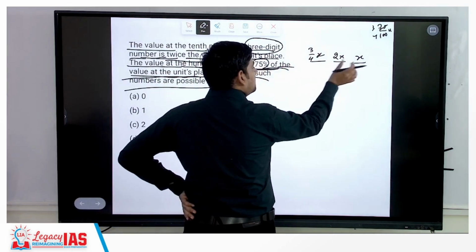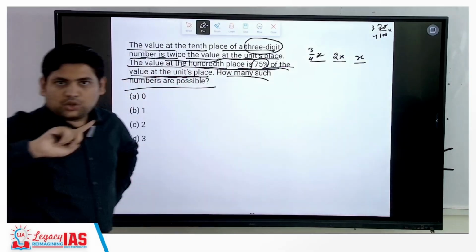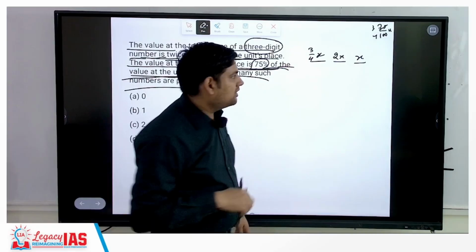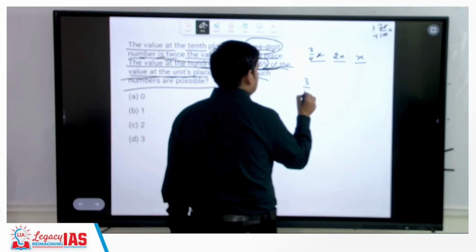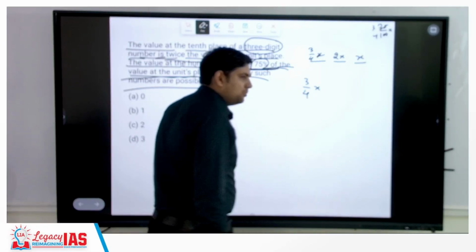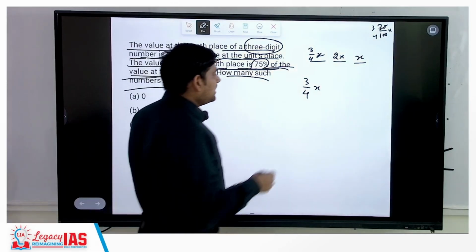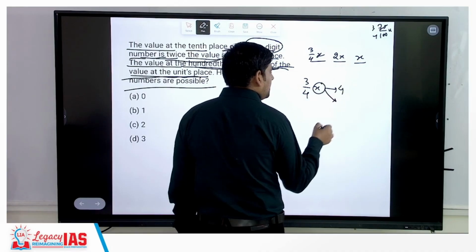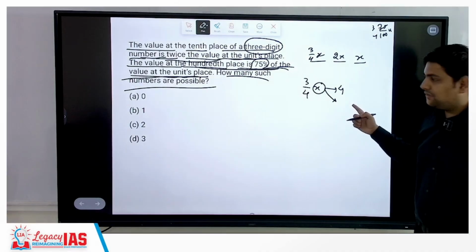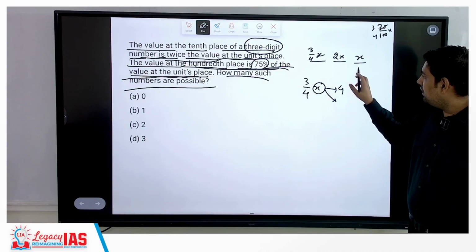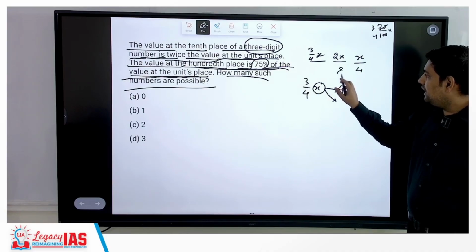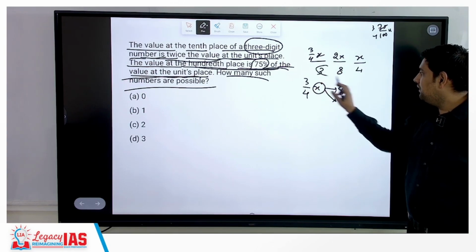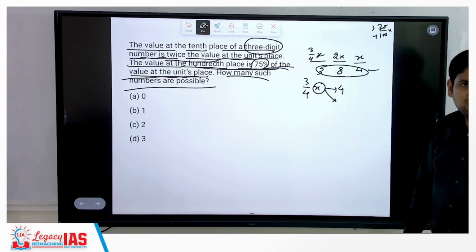Now these all have to be whole numbers. These are 3-digit numbers, so these have to be digits. If 3/4 x has to be a digit, then what are the possibilities for x? x can be 4. If x is 4, you get 4 here, you get 8 here, and 3/4 of 4 gives 3 here. So 384 becomes that number. This is correct. This is one possibility.